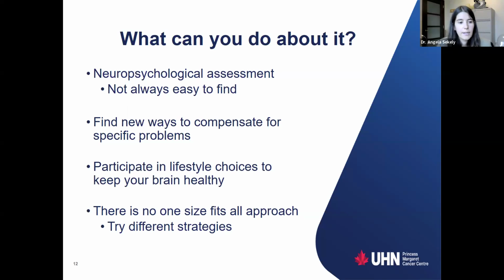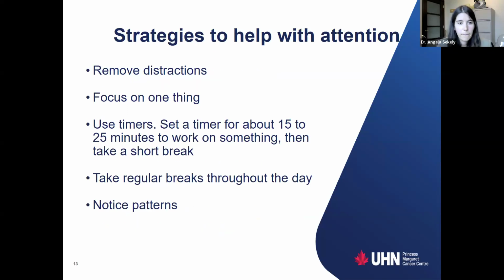But I want to mention that there's no one-size-fits-all approach to managing cognitive symptoms. It's important to think about what's most distressing for you or what's most impacting you in your daily life, and try different strategies and see what works. As I mentioned, problems with attention is one of the most common symptoms that come up. So I want to go through a couple strategies to help with attention problems.